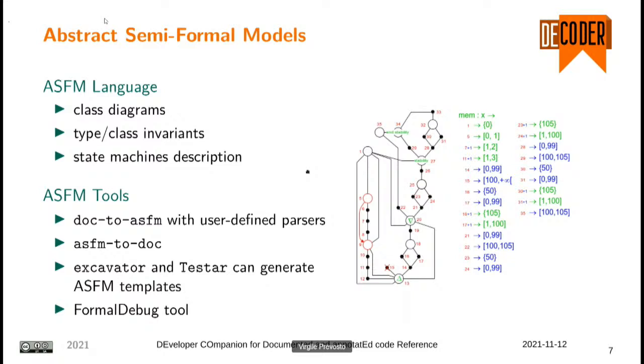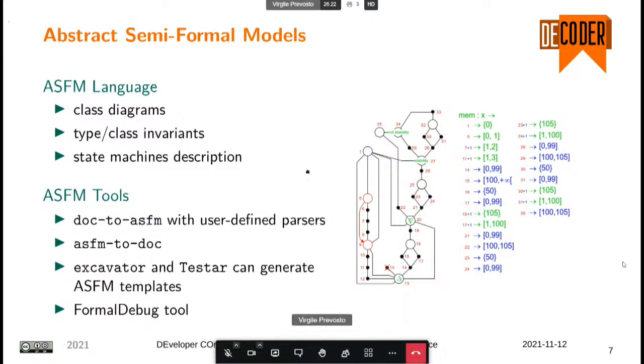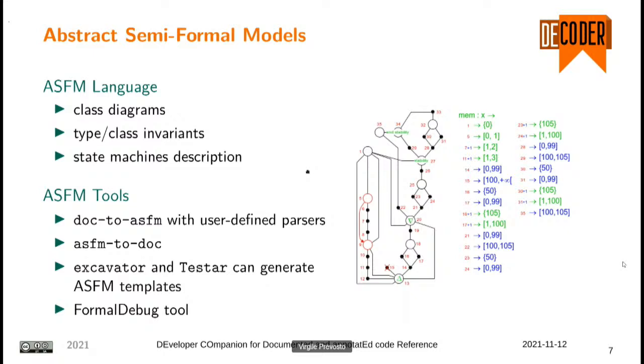There are also tools that are able to generate ASFM templates from code, either by static analysis with the Excavator or dynamic exploration of the code with Tester. And the Formal Debug tool is able to make use of ASFM diagrams to provide an abstract view of the code under execution from a debugging session in order to have an easier view of what's going on inside the program, especially if you have a complicated state diagram to explore within this concrete execution.